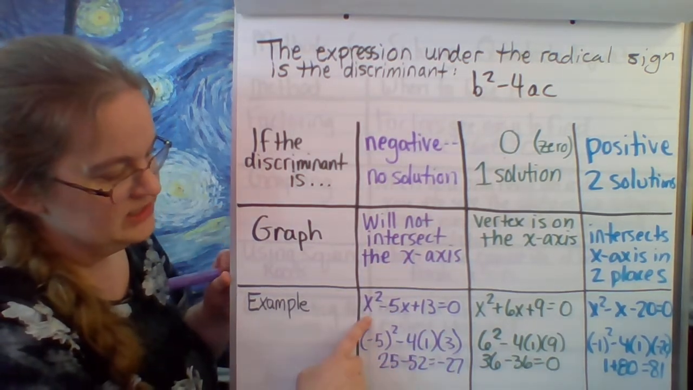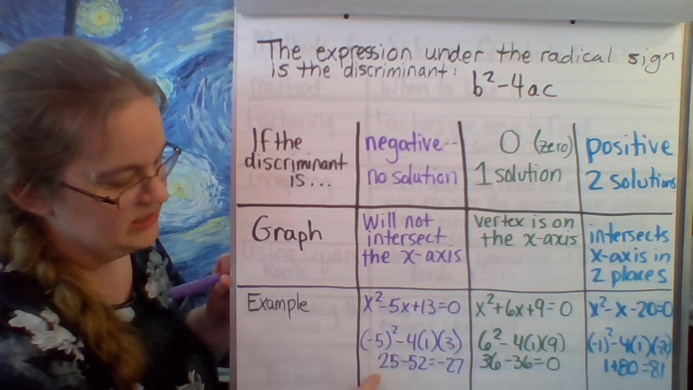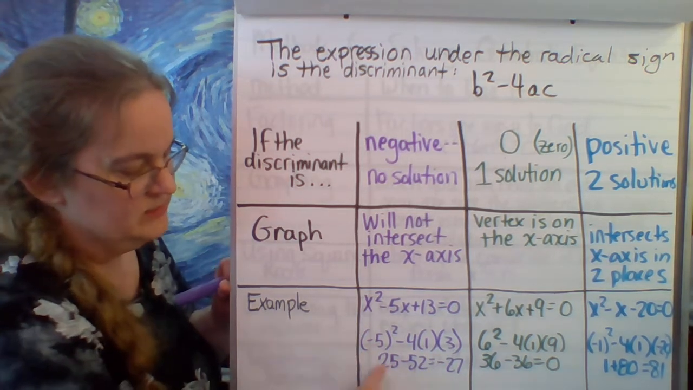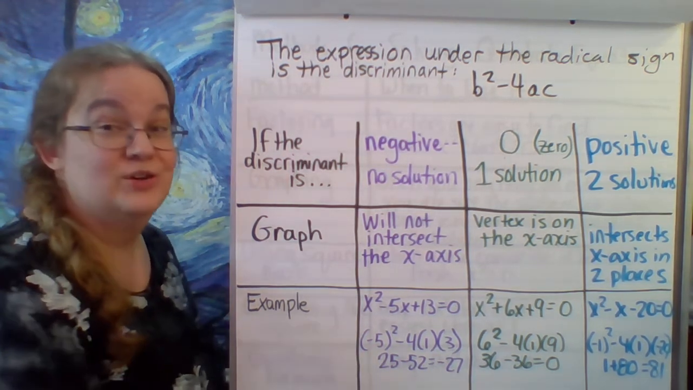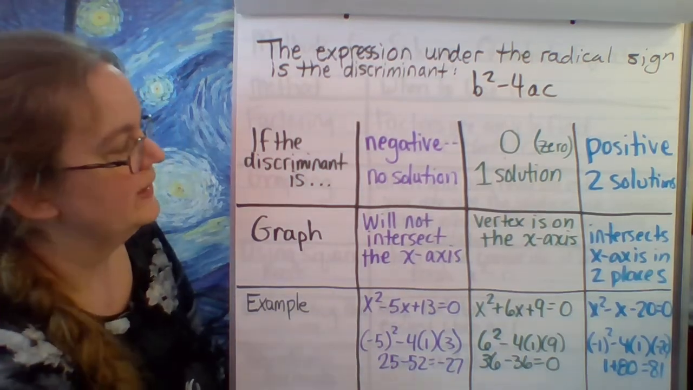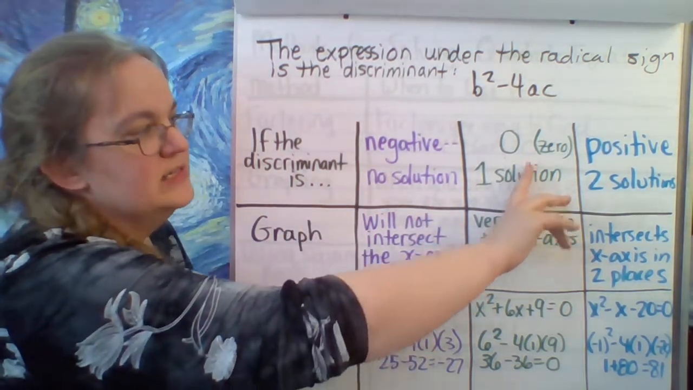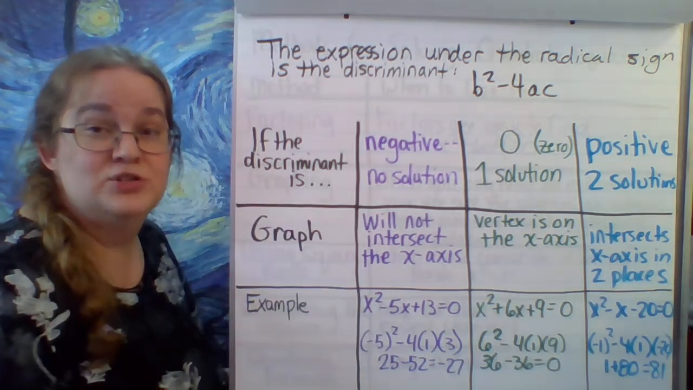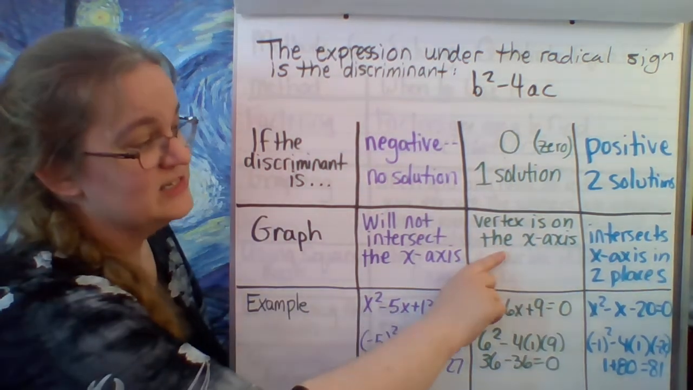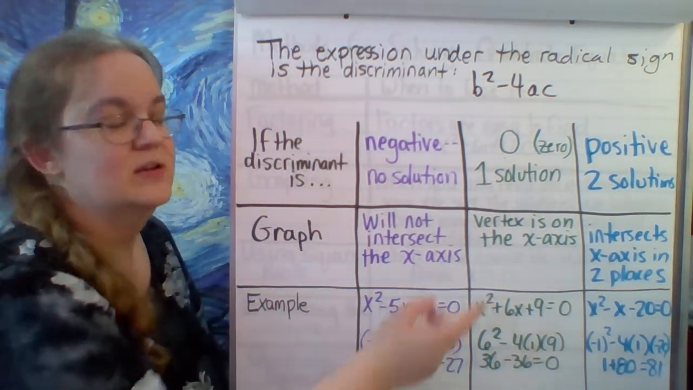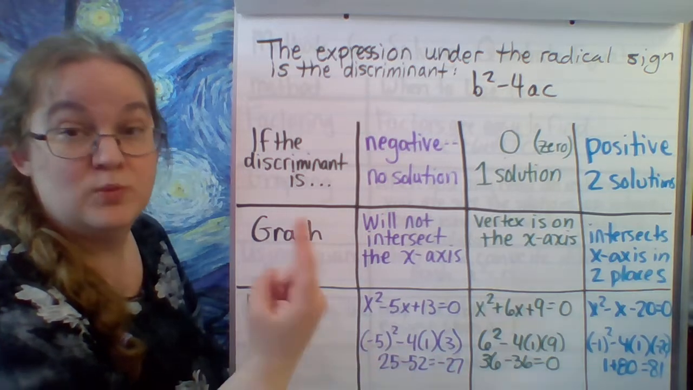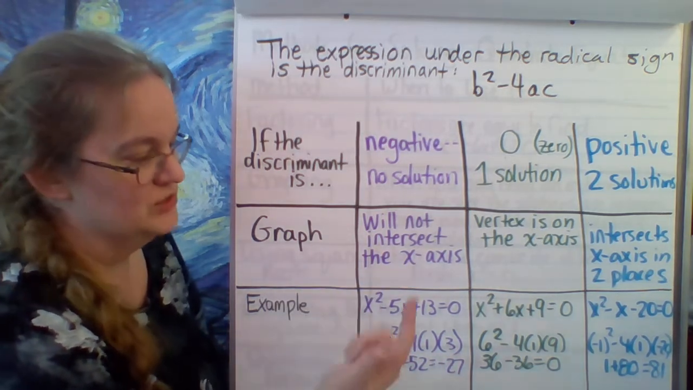Okay? And here's an example. It's the problem that we just did. The discriminant comes out to -27, so therefore there's no solution. Okay? If the discriminant is 0, there is exactly one solution. What that means is the vertex is actually on the x-axis. So it only intersects the x-axis once, which means that it is one solution.